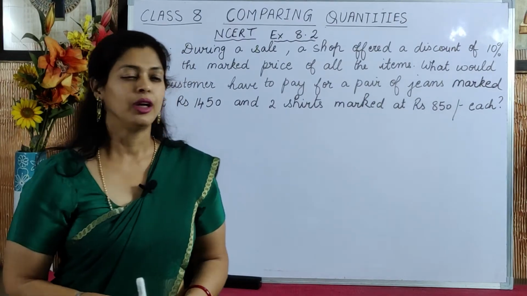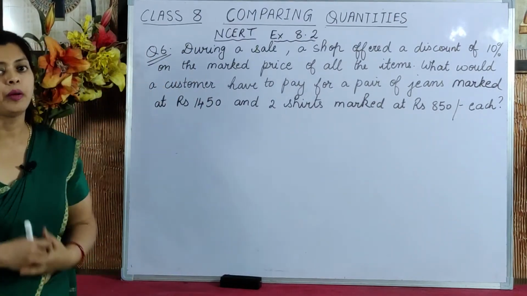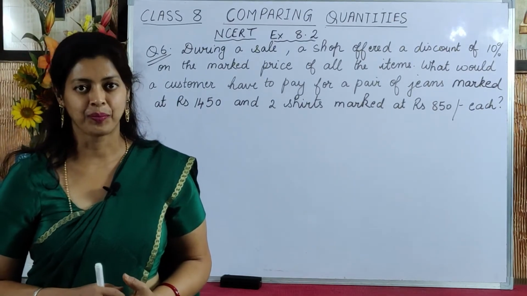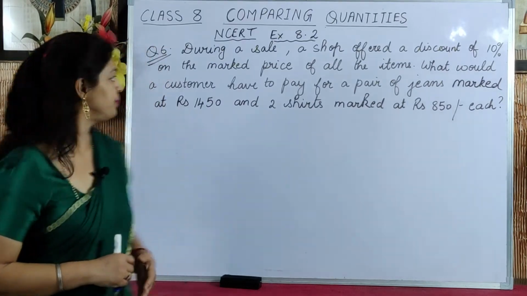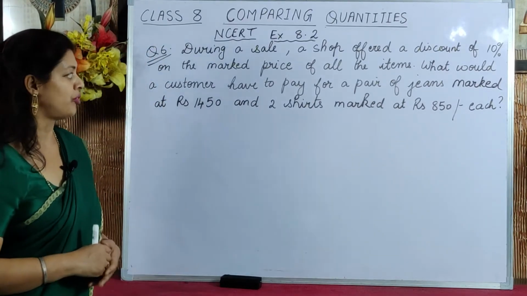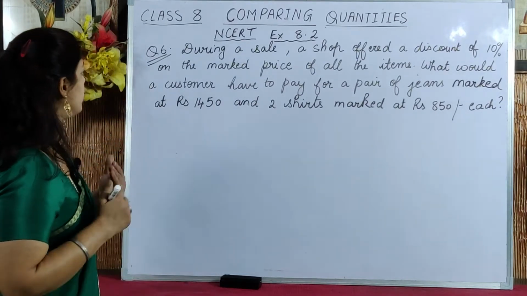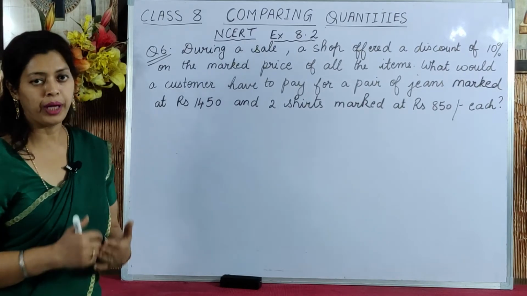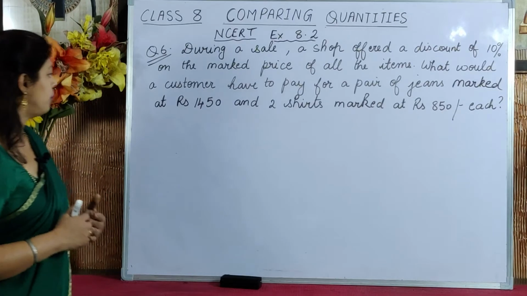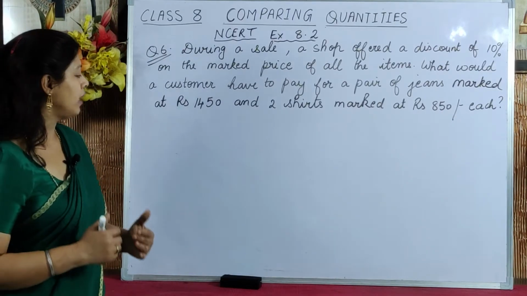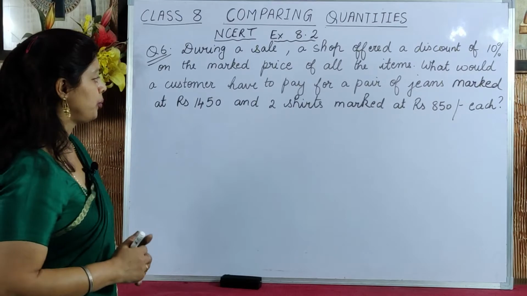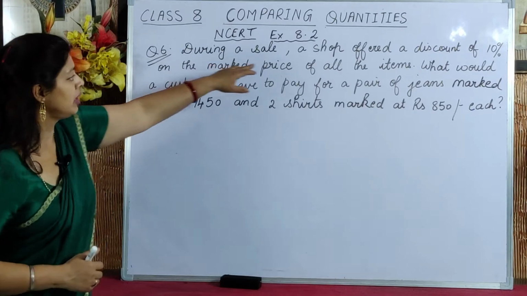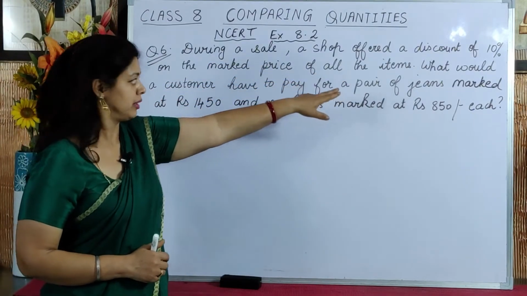Today I shall start with question number 6 of exercise 8.2 of NCERT class 8, which is based on discounts. So let's start with the question. During a sale, a shop offered a discount of 10% on the marked price of all the items. What would a customer have to pay for a pair of jeans marked at rupees 1450 and two shirts marked at rupees 850 each? So here we are given the discount percent, which is 10%.